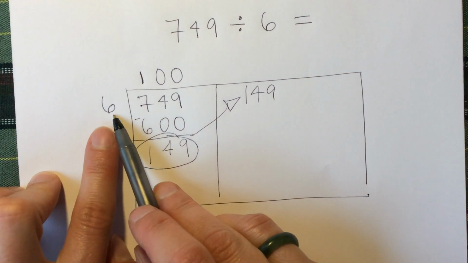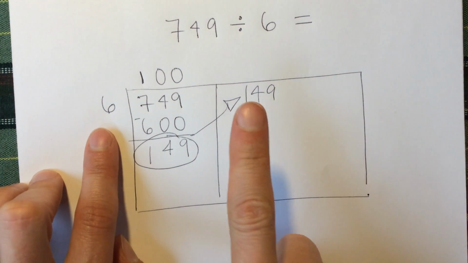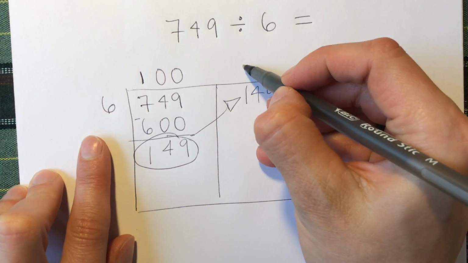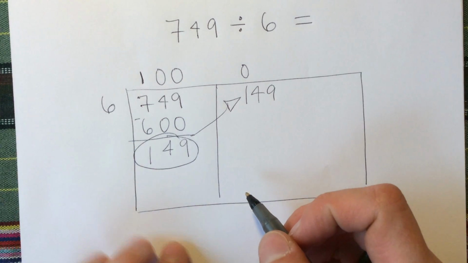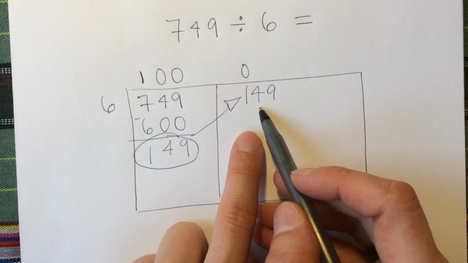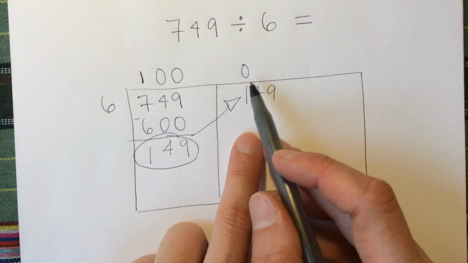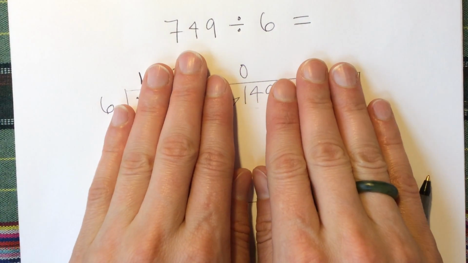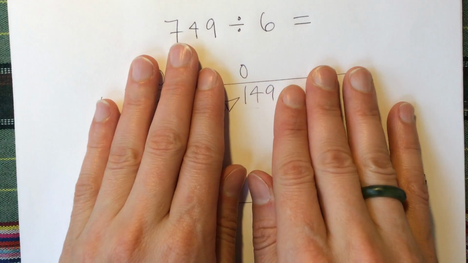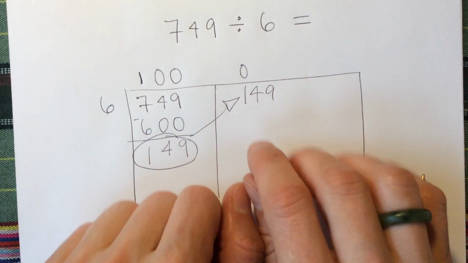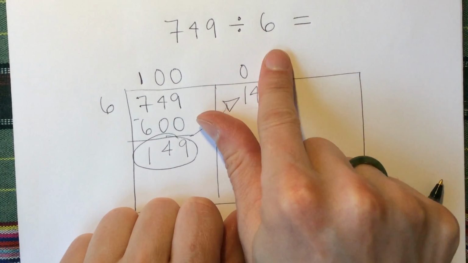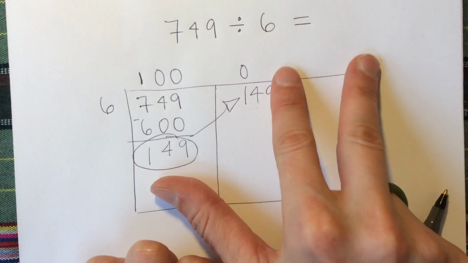And I say, well, can 6 go into 1? How many 6s here? 0. So then I put the 0 there so I know where I am. And now I'm looking here at the 14 or the 140 if you want to be exact. And I say, well, how many 6s in 14? Well, I like to then sing my 6 song. 6, 12, 18. Well, 18 is too far.